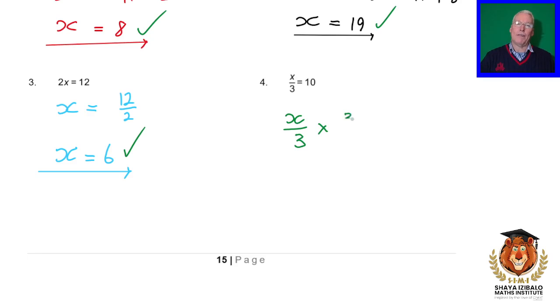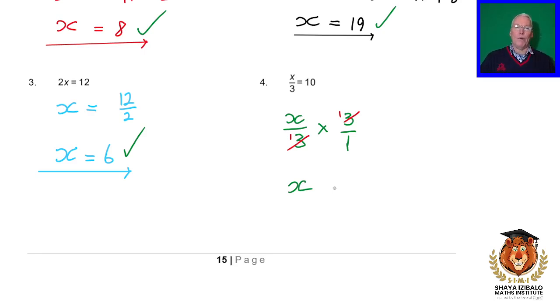We're going to times by 3, all right? Remember 3 is 3 over 1. What actually happens here is that these 3's divide out. Some teachers say cancel. I don't like the word cancel because it suggests that nothing's left. They divide out, and all we are left with is x. X was being divided by 3, so we're now timesing by 3, we get back to x.